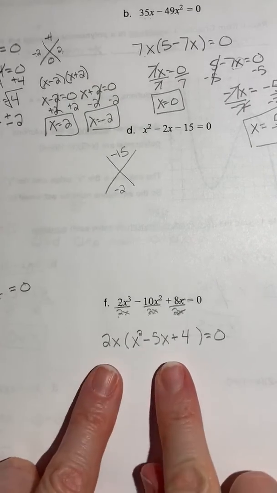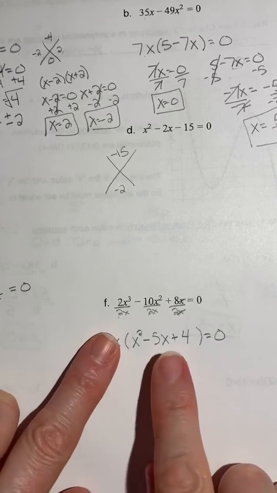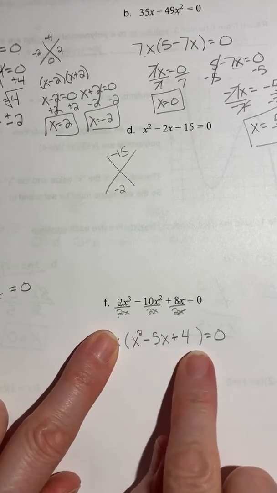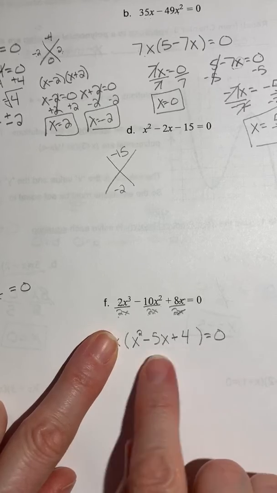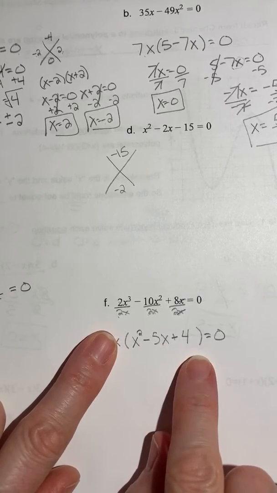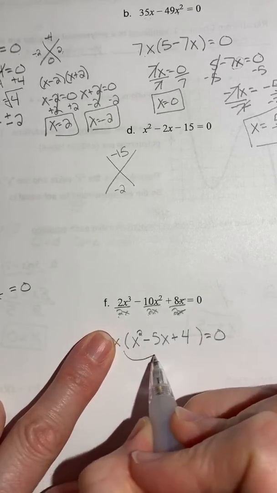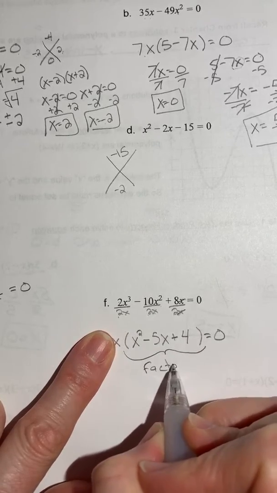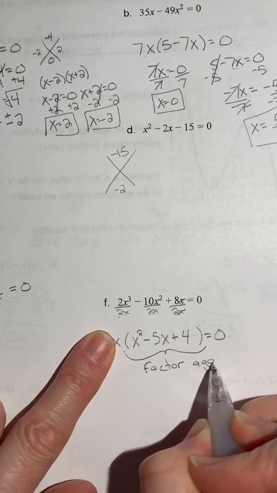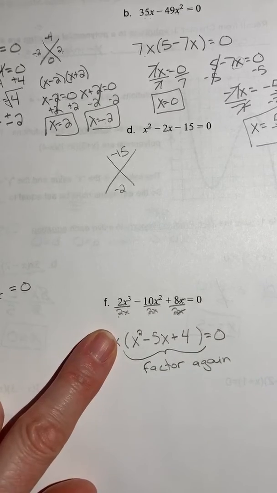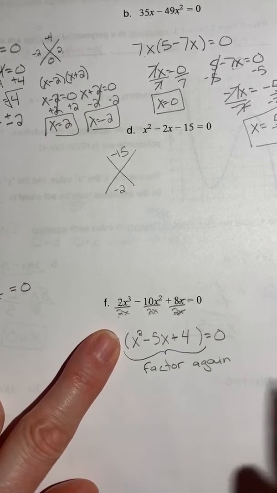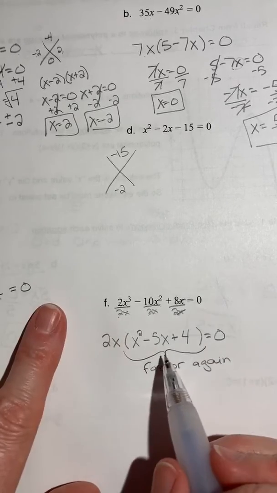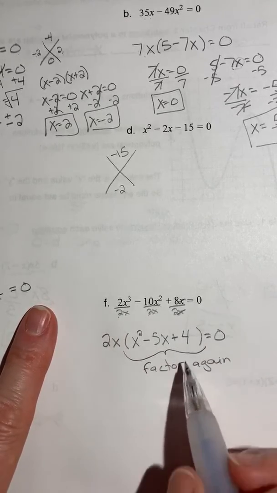So I have two factors multiplied together, but if you notice, I'm going to cover up this 2x. If you notice this can be factored again. So I need to factor again. So we didn't do a lot of this in 4.4, but we need to now when we're solving. We have to get down to where we cannot factor anymore.